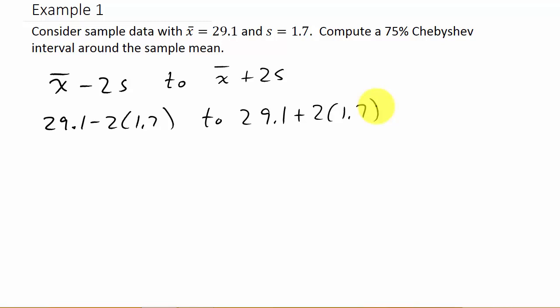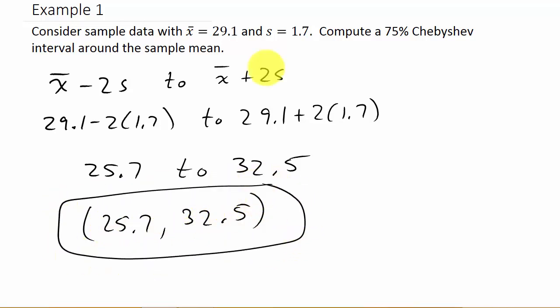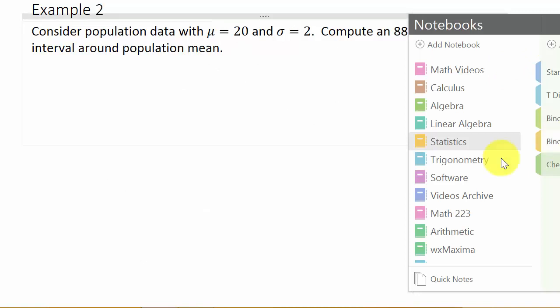29.1 minus 2 times 1.7 gives us 25.7, and then 29.1 plus 2 times 1.7 is 32.5. So you could leave it like this, or you can write it as an interval, 25.7 to 32.5. And that's your 75% Chebyshev interval around the sample mean. All right, let's look at the next one.